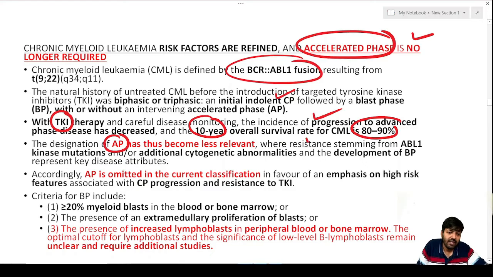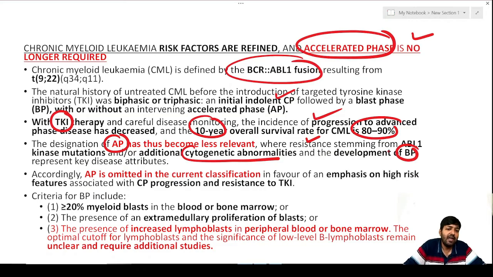Why? Over here the resistance is stemming from ABL1 kinase mutations and or additional cytogenetic abnormalities, and development of blast phase represents the key disease attribute. So it is of no use to label it as AP phase, because the resistance is occurring mainly because of ABL1 kinase mutations or added cytogenetic abnormalities. That is basically responsible for the resistance, so it is important to recognize those things. And the second thing is that the development of blast phase is important. So these are the key areas.